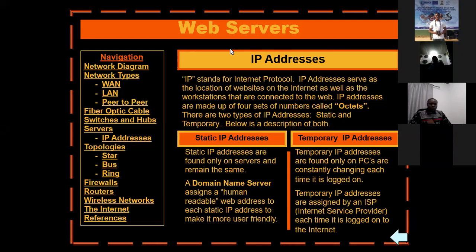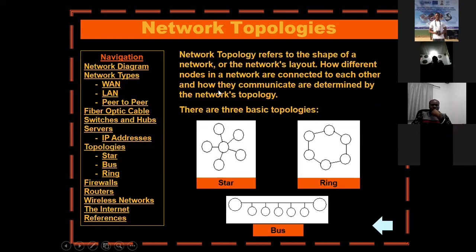So now let's go on again with this other stuff we have here. We have the topologies. Now, the network topology refers to the shape of a network or the network's layout, how different nodes on the network are connected to each other, and how they communicate are determined by the network's topology. You don't just look at every network and feel that every network has the same shape. What makes a network dynamic is how it is interlinked together, their shape, their layout, and so forth and so on.